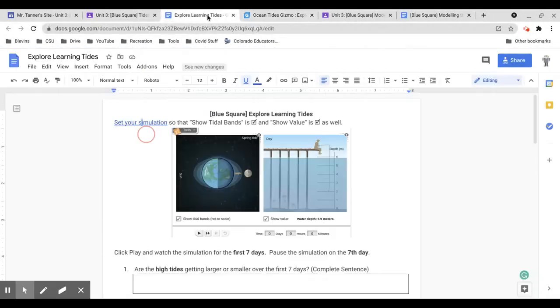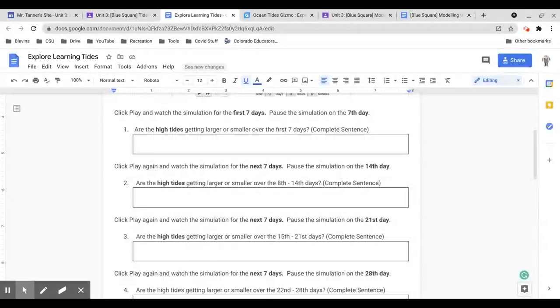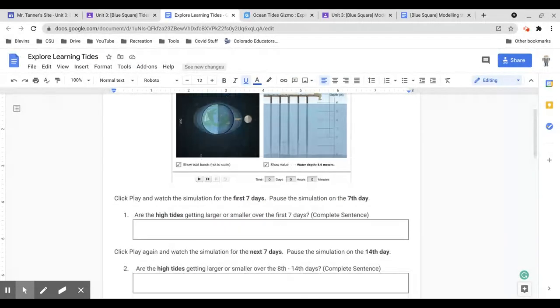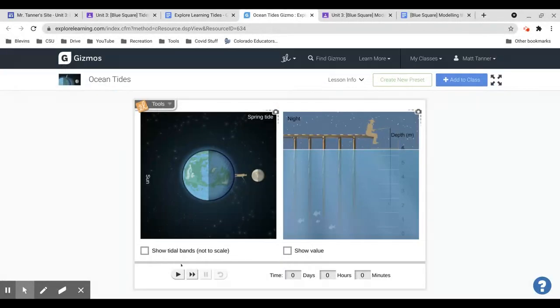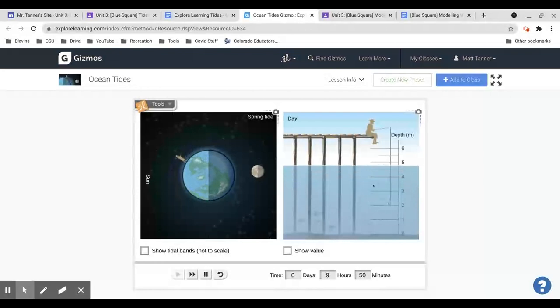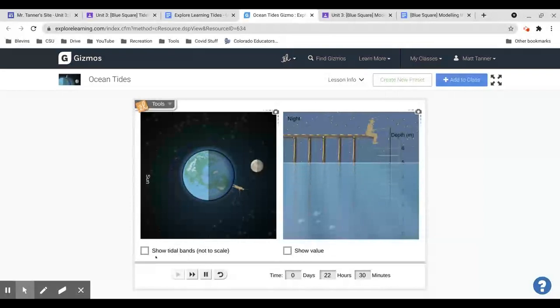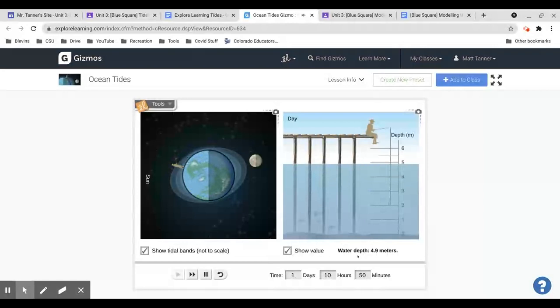So the first 4 questions are just breaking down the 28-day cycle of the moon into 7-day stretches, right? 28 divided by 4 is 7, and you're just going to pay attention to the high tides only. We're not ever going to be paying attention to the low tides. We're not that interested in them. So you can see the tide goes lower, goes back higher again, and then we have another low tide, and another high tide. You want to make sure that you are showing the tidal bands and you're showing the value, which will tell you the actual depth of the water during the low and high tide.